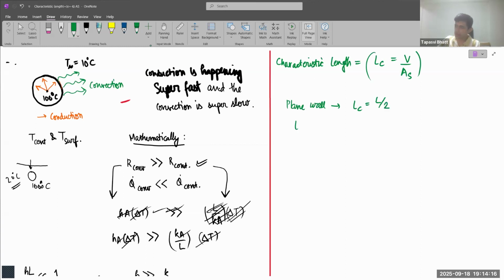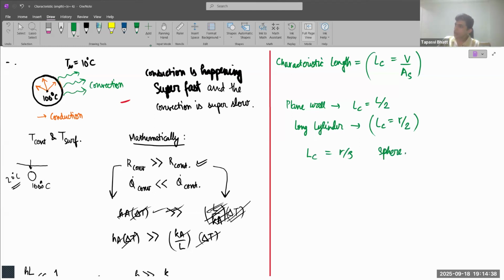For a long cylinder, it is LC equals R over 2, where R is the radius. And LC equals R over 3 for a sphere. It's very easy to calculate.